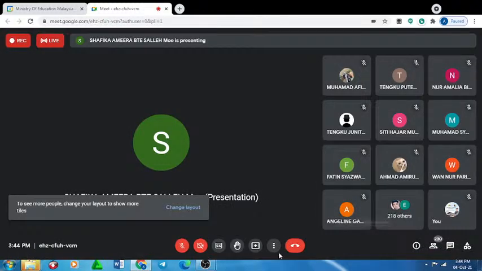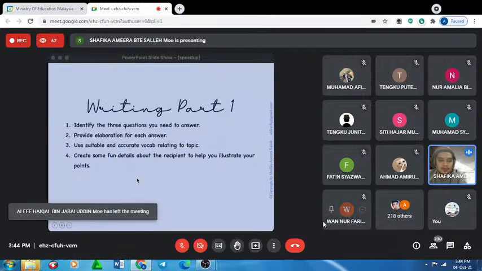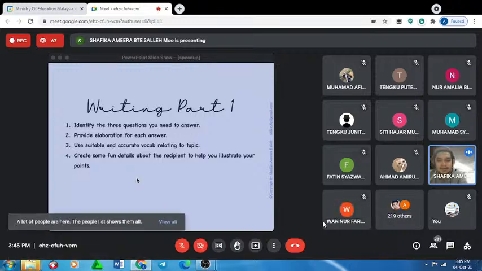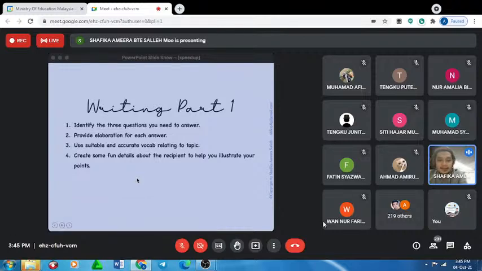Our first step. Very important, sangat penting nak dapat full mark 5 for content tu, you have to identify the question first, kenal pasti dulu. Okay, step number 2 is to provide elaboration for each answer. Okay, after you know what are the questions, and then you have to think of your plan. What is your answer? Okay, ataupun what are your answers?